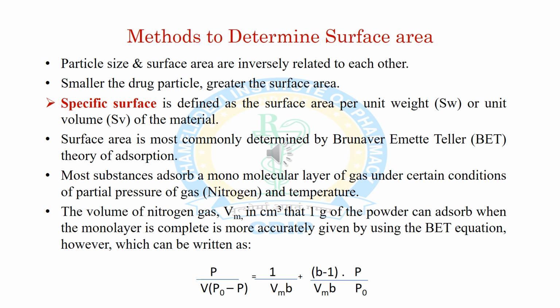Most substances adsorb a monomolecular layer of gas, that is nitrogen, under certain conditions of partial pressure of gas and temperature. The volume of nitrogen gas Vm in cubic centimeter that 1 gram of the powder can adsorb when the monolayer is complete is more accurately given by using the BET equation, which can be written as P upon V(P0 minus P) is equal to 1 upon VmB plus (B minus 1) upon VmB into P upon P0.